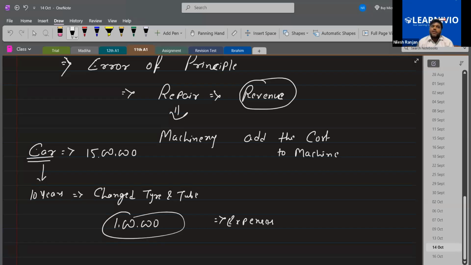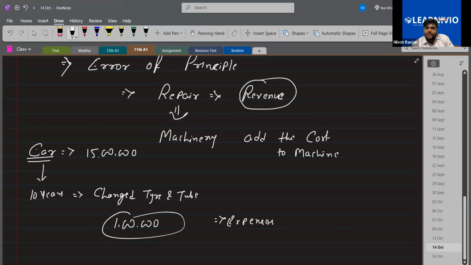Okay. So your car cost 15 lakh. You have a car which cost you 15 lakh. After 10 years, you have done a small repair, like changed all tires and tubes of all four. So in that process, your expense is 1 lakh rupees. So you have to give me the answer: will this 1 lakh be added to your car cost, meaning your car cost is now 16 lakh, or will you treat this 1 lakh as a simple expense?